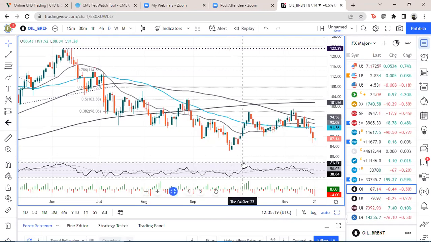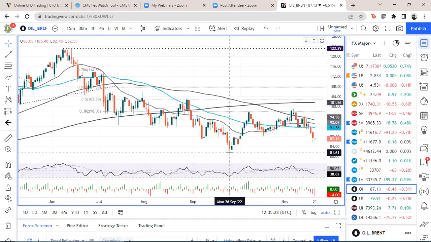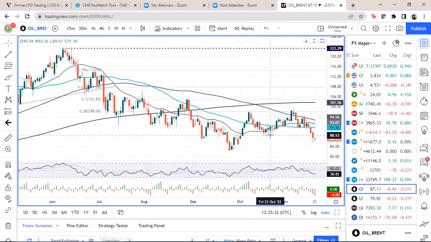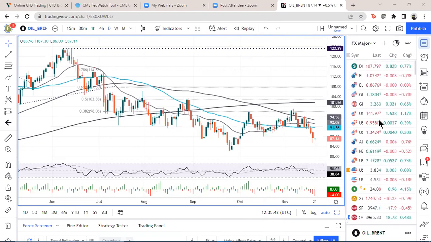So something to bear in mind for oil, if you look at that, and potentially that big level of support in that September low on Brent, around 82.46. Okay, for this week then, we have the RBNZ, and then also to look out for are the Eurozone PMI reports. We'll just run through those briefly.